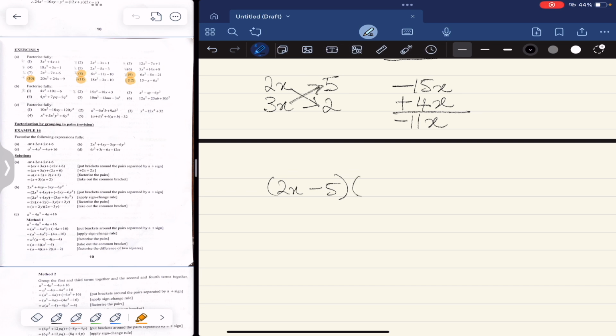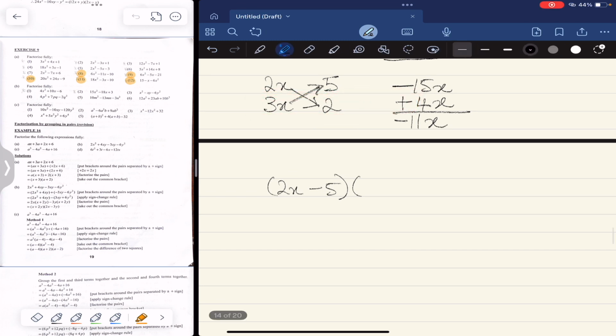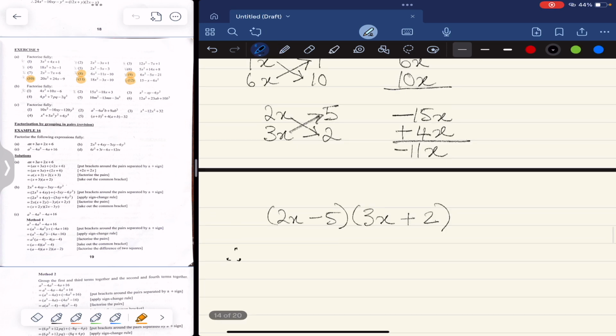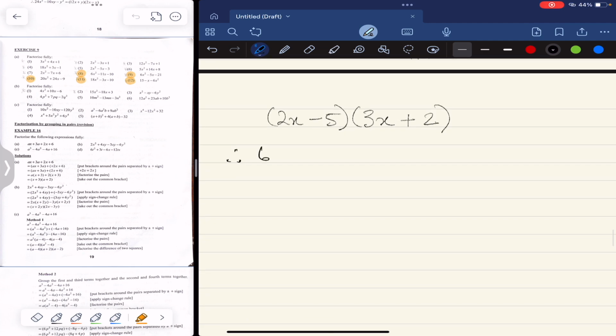And then for the next bracket, I of course am going to look at these numbers and that sign. So the plus sign will go with them. So I'm going to have 3x plus 2. And that's my factors. So I can say therefore, what was our expression? It was 6x squared minus 11x minus 10. So 6x squared minus 11x minus 10 is then equal to what we just found here. That would be 2x minus 5 and 3x plus 2.